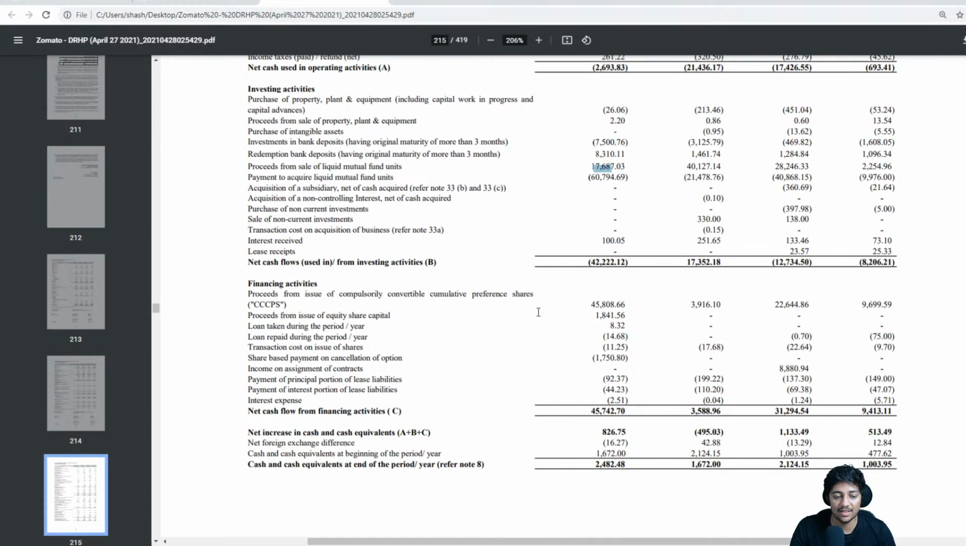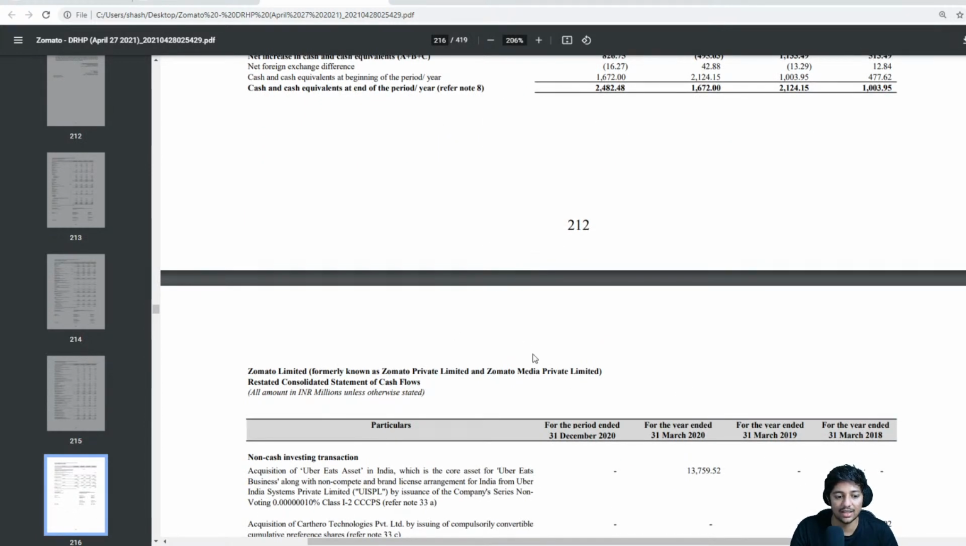Financial activities, that means they've raised money. This is basically they've raised 4,580 crores. Here they've raised 2,264 crores. How have they raised money from financing activities? So basically look at the cash flow.